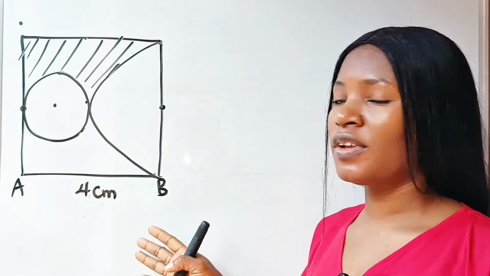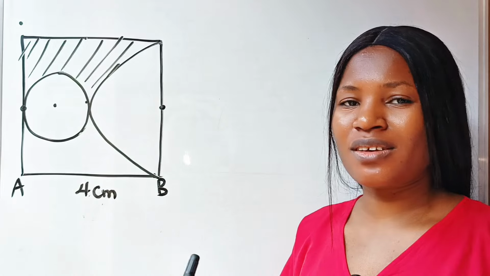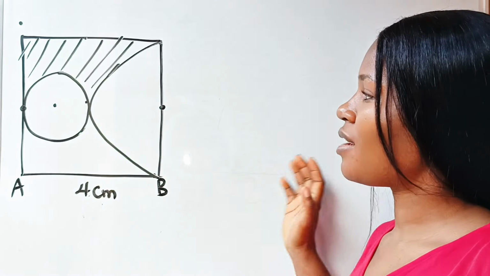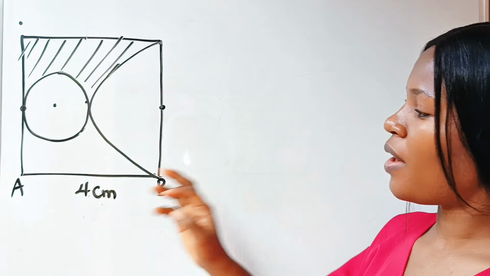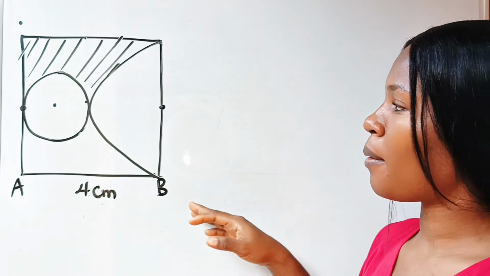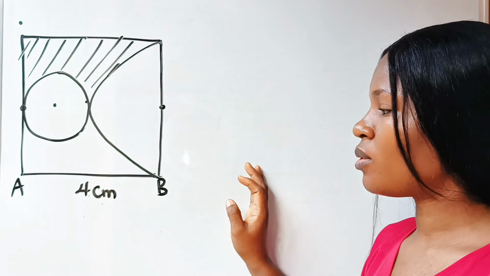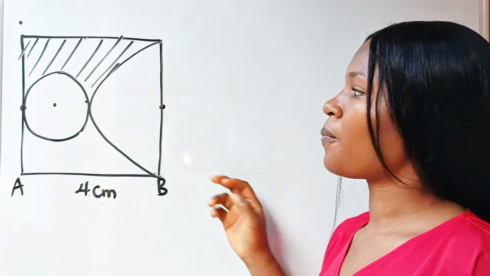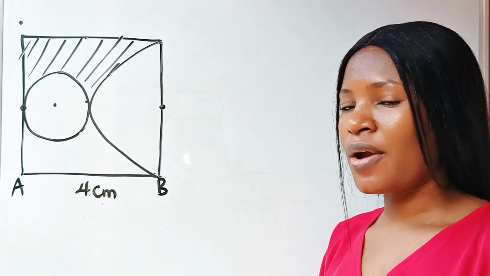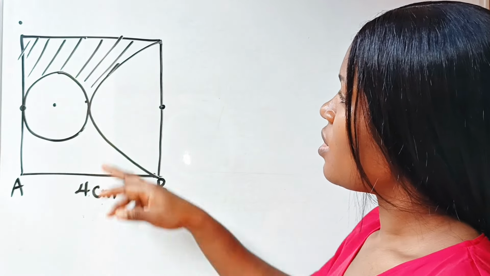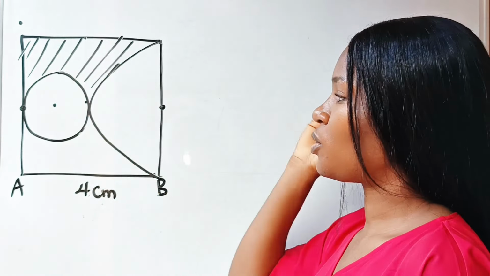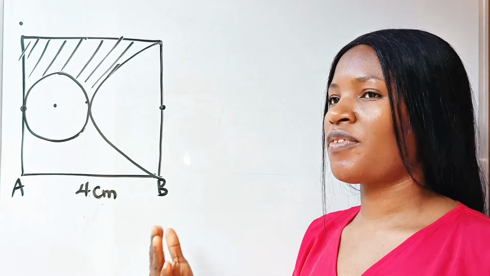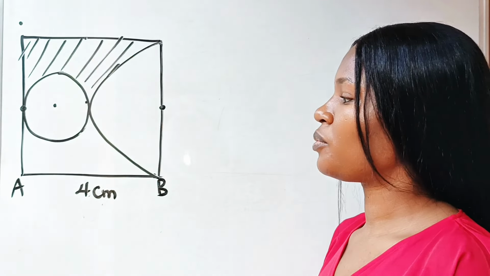Today we have a lovely question to solve. Very easy. I just want us to use this my whole body. Okay. So the question says that if AB is 4 cm, please, this is not drawn to scale. If AB is 4 cm and this is a square, we are asked to find the area of the shaded portion.